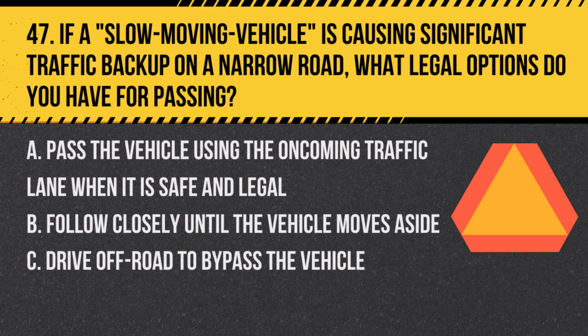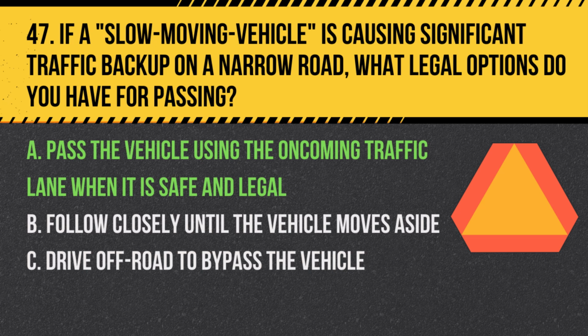Question 47. If a slow-moving vehicle is causing significant traffic backup on a narrow road, what legal options do you have for passing? A. Pass the vehicle using the oncoming traffic lane when it is safe and legal. B. Follow closely until the vehicle moves aside. C. Drive off-road to bypass the vehicle.